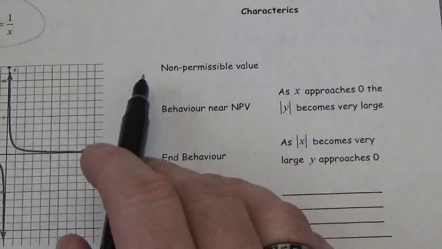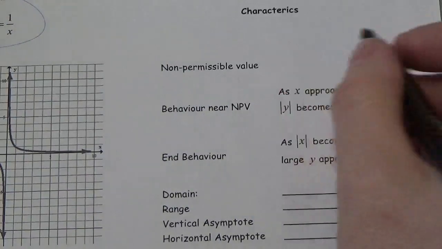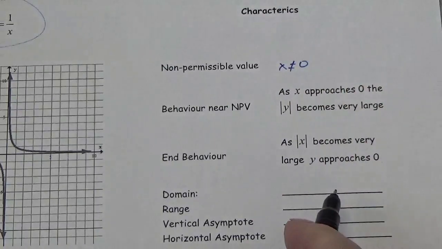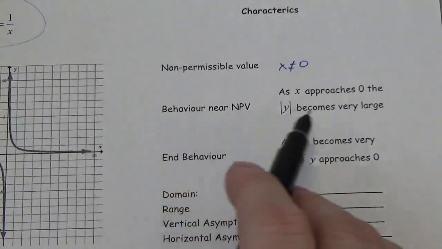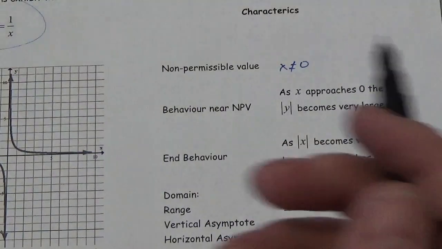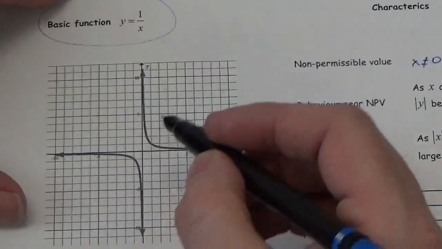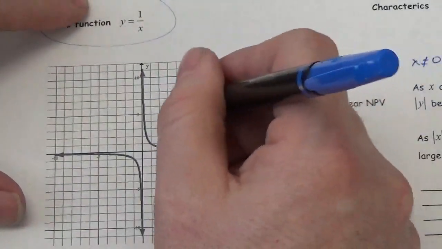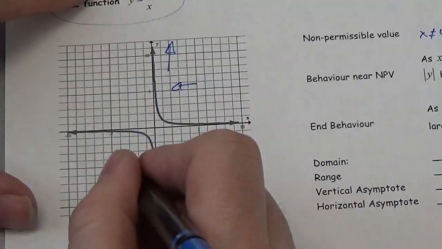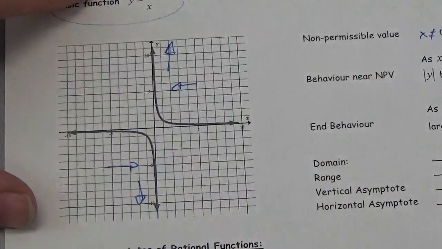So here we go. So we've got, first of all, non-permissible values. We've got x cannot be 0. And what happens near that non-permissible value here is that as x approaches it from the left or the right, then the absolute value of y gets really, really big. Basically, if you approach it from the right, it gets really big in the positive direction. If you approach it from the left, it gets really big, but in the negative direction.